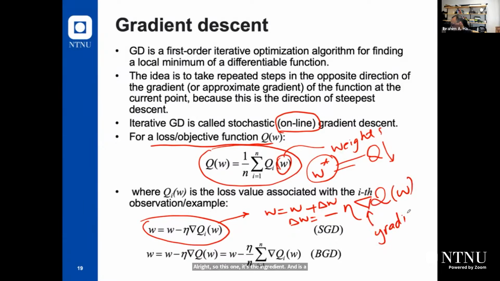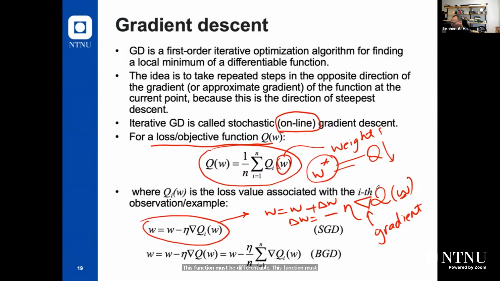And the gradient, in fact, is the first derivative of Q. So the gradient will be the first derivative of this function with respect to omega, because we are trying to adjust omega. As in the definition here, it's a first order iterative optimization algorithm for finding a local minimum of a differentiable function. This function must be a differentiable function.